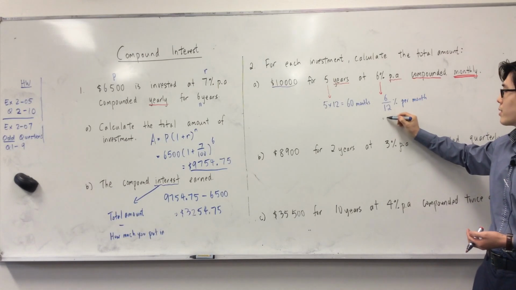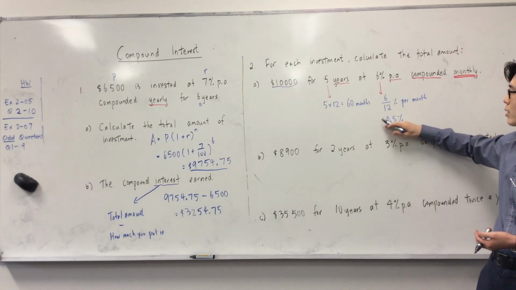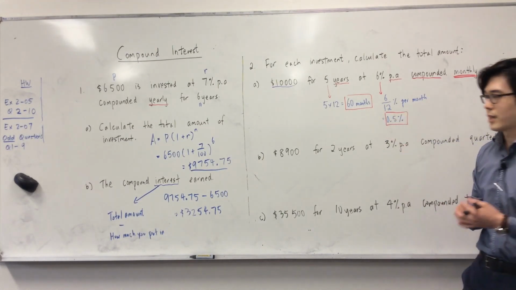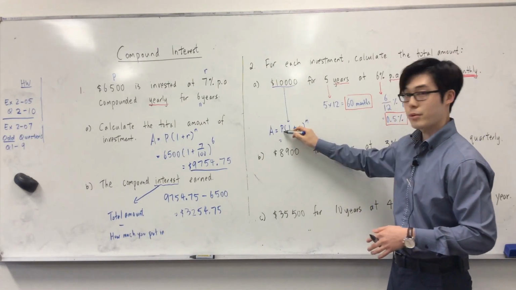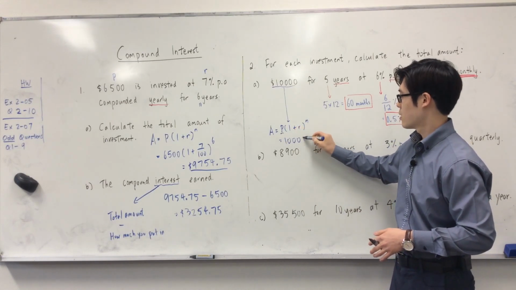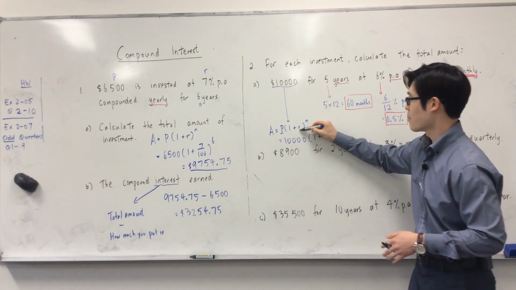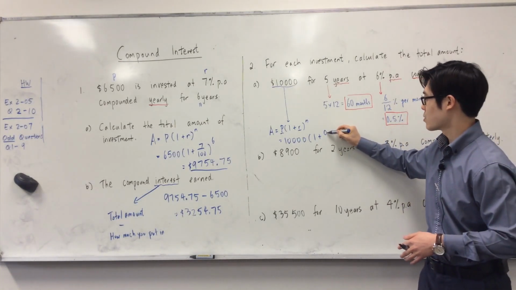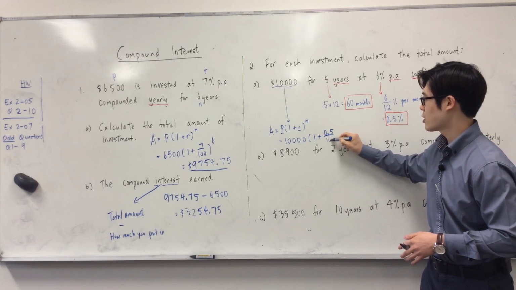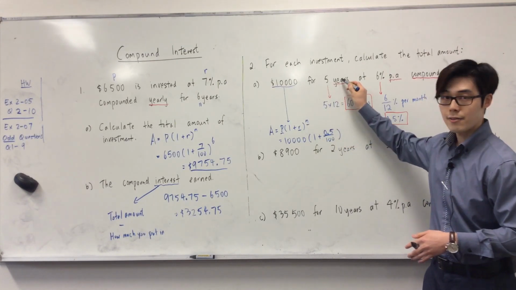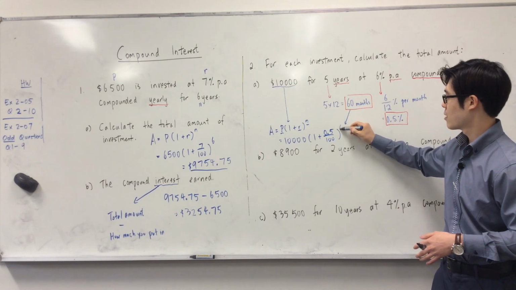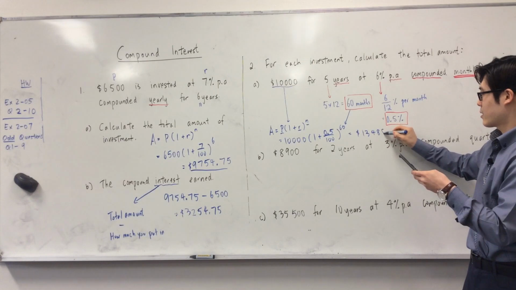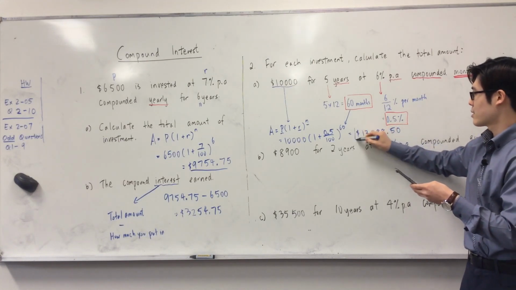So 6 over 12 is 0.5. These two are the numbers that you need to use to actually plug into the formula. So my principal is 10,000, bracket 1 plus, my rate, it's not 6% anymore, it's 0.5%, so 0.5 over 100. My N is not 5 years, it's 60 months. That's the reason why I need to change those. $1,488.50. So this is my final answer.